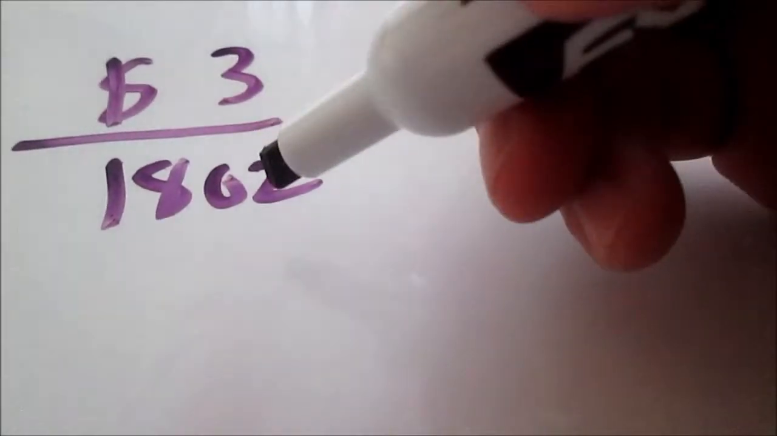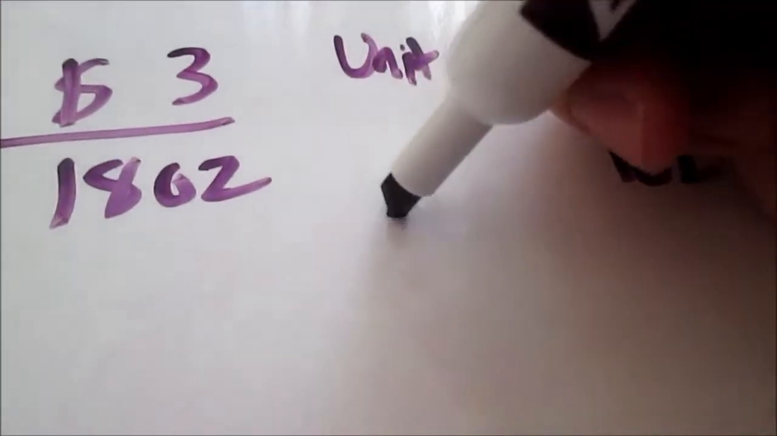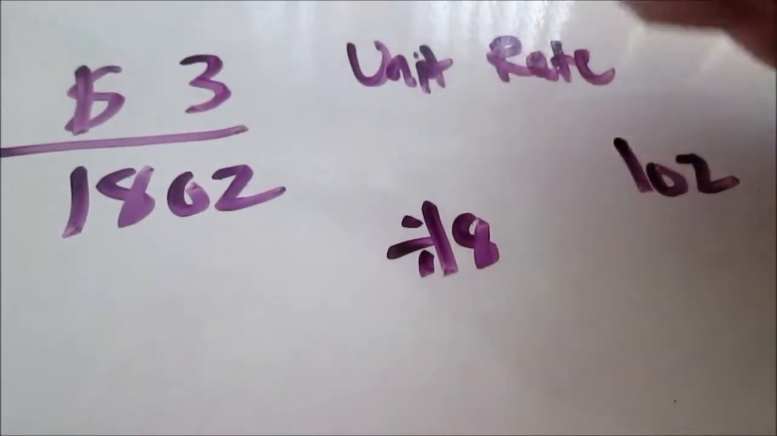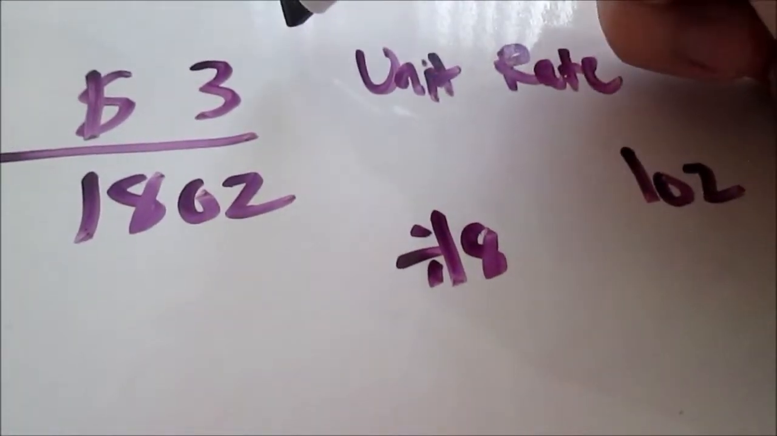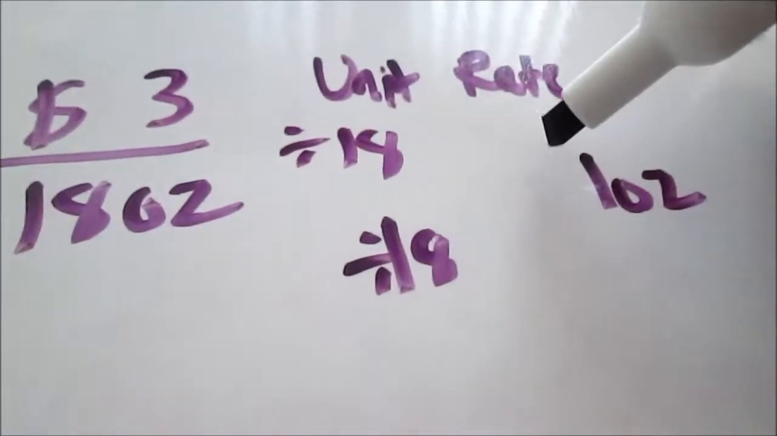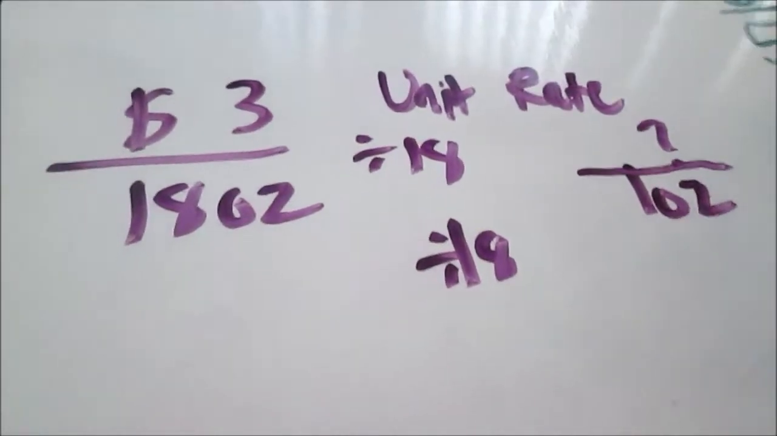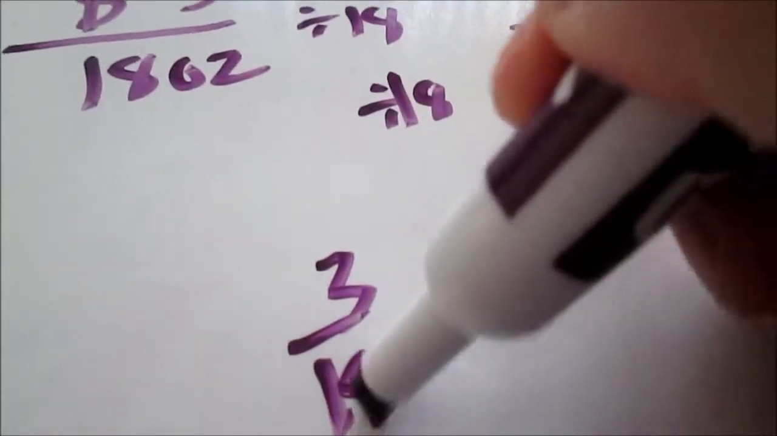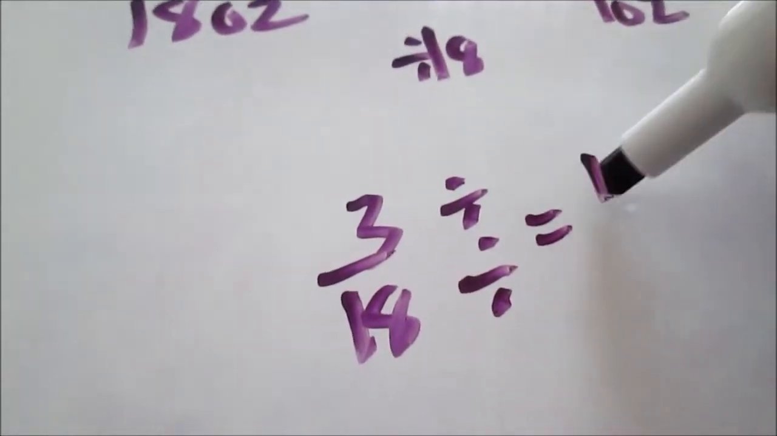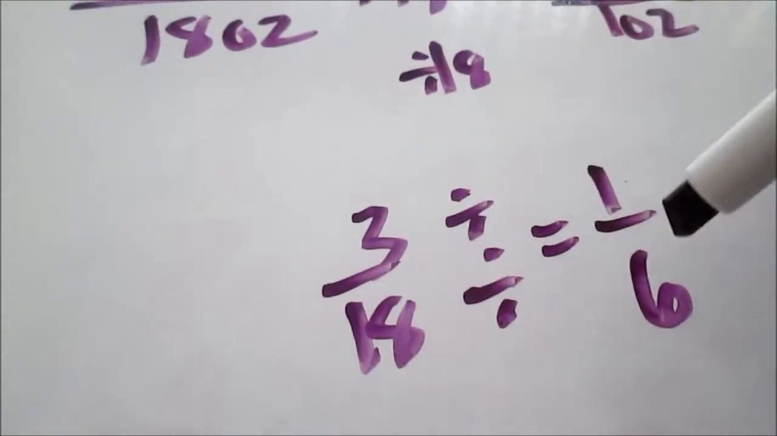So I need to get from 18 to 1 ounce. To do that, I'm going to divide by 18. I also have to divide the top, $3, by 18. And that will give me the price for 1 ounce. So whatever the price is, it should go here. How much does 1 ounce cost? When I do 3 divided by 18, I can first reduce it to 1 over 6. 3 divided by 3 is 1, and 18 divided by 3 is 6.